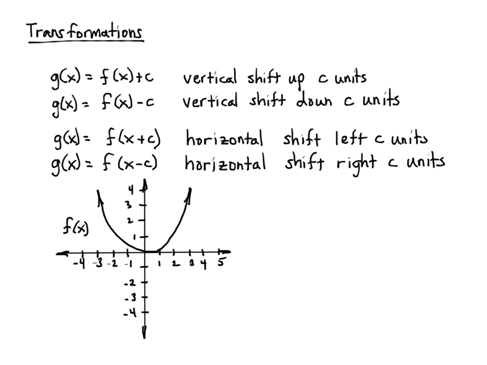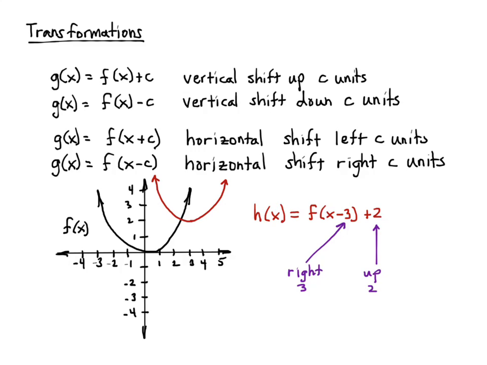Okay, so f at x. If I'm going to take h at x equals f at x minus 3 plus 2, this means I'm going to go right 3 units, and that means I'm going to go up 2. Probably the easiest thing to think about is this vertex down here, and I'll move it right 3 and then up 2.